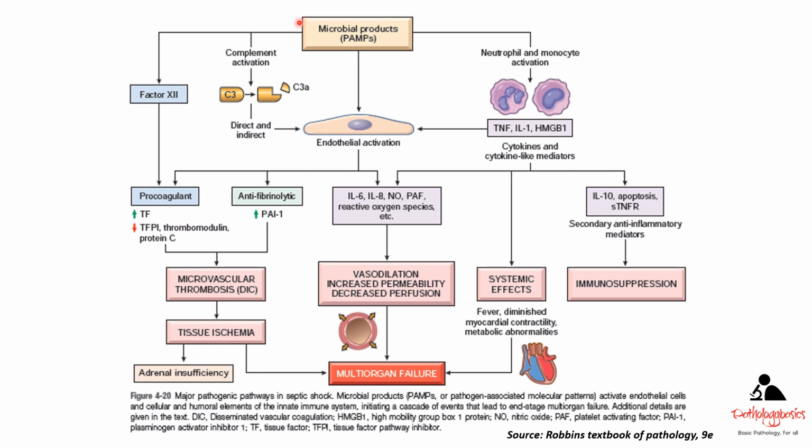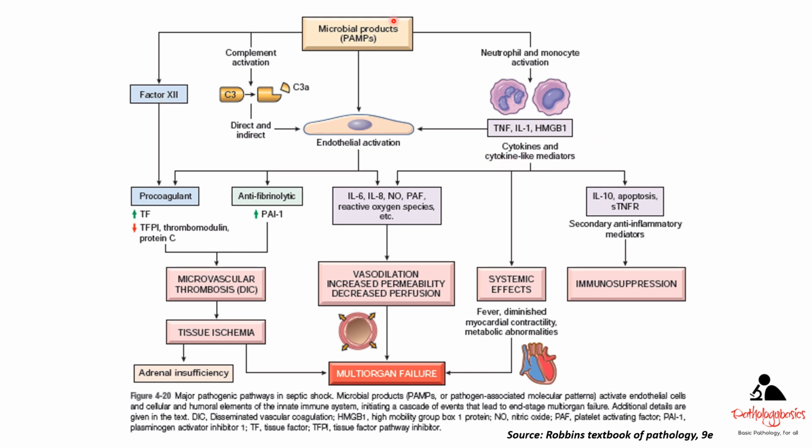So in septic shock, the pathology starts because of these microbial products. These microbial products activate the complement system. This complement system acts on the endothelium. Microbial products also activate the neutrophils and monocytes, which release TNF, IL-1, and other factors which activate the endothelium. The neutrophils and monocytes also release certain cytokines.